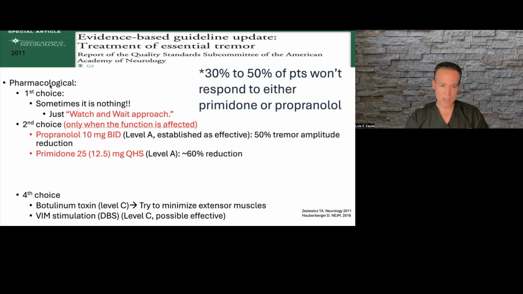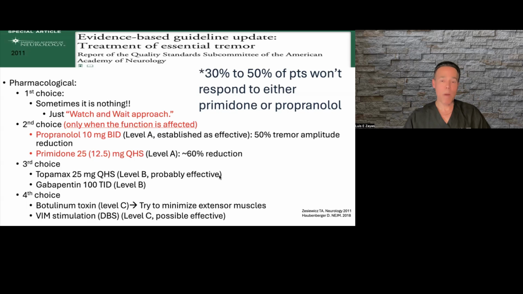Is it effective? Yes, it's effective. It reduces approximately 60% of the amplitude of the tremor, compared with 50% of propranolol. The third choice is Topamax. Topamax is pretty effective in some patients.